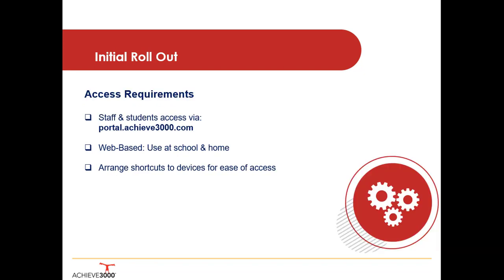Achieve3000 is accessed through the website portal.achieve3000.com. Students can use it on any computer or device with internet access. Students and staff access Achieve3000 by entering their unique username and password. Login details will be provided by Achieve3000 to help you get started.